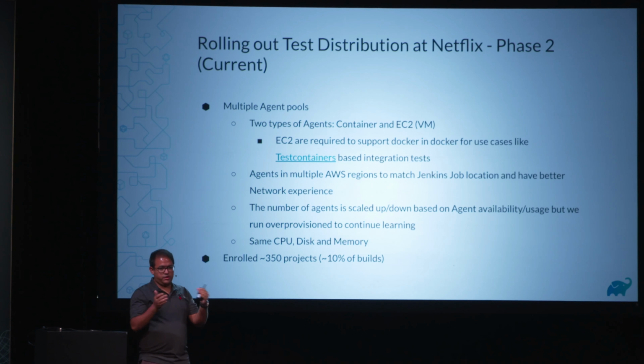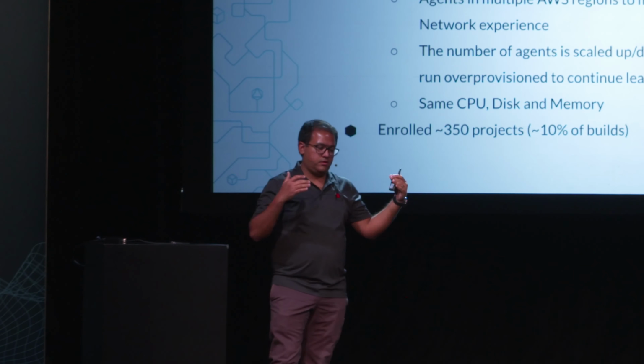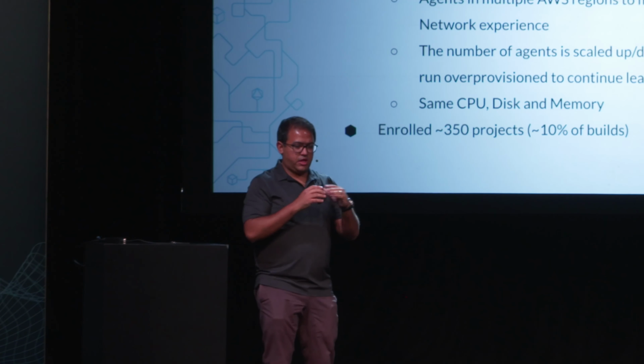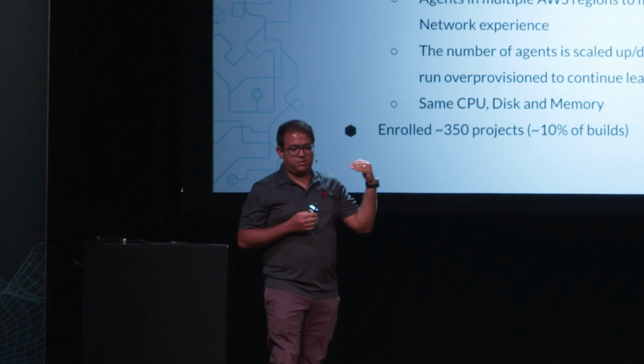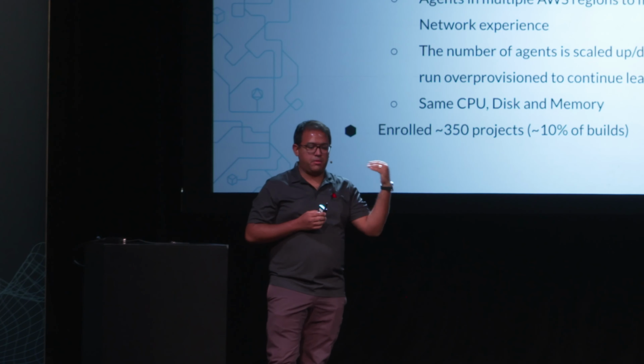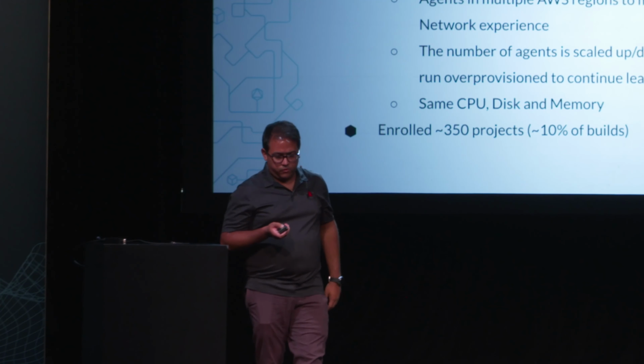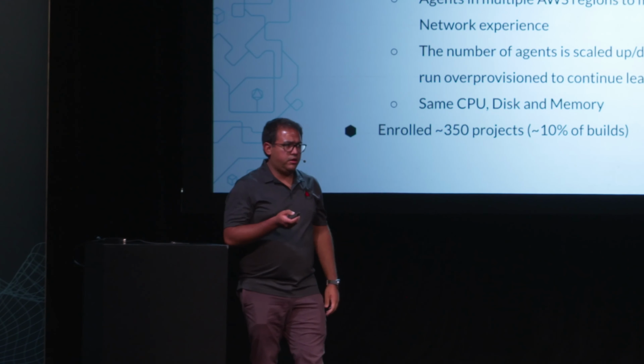The thing with this is that we run oversized, in the sense that we have just one type of agent. They have the same CPU, the same disk, the same memory. So it could be a waste of resources when it comes to compute and also money. But we were able to enroll automatically more than 350 projects, which is 10% of our fleet. And we are looking forward to getting more and more based on what we learned from the tool. We expect to do a big push probably early next year.